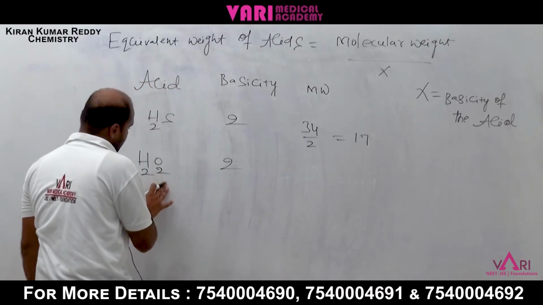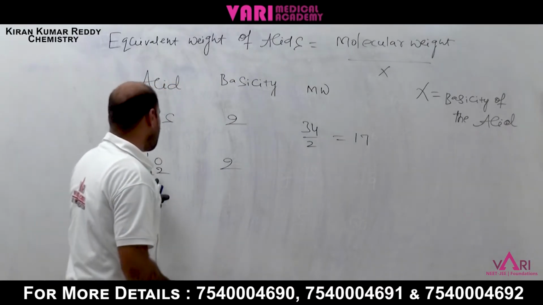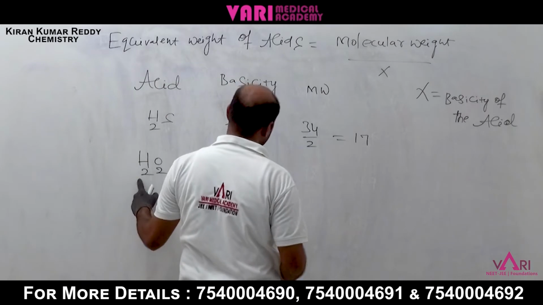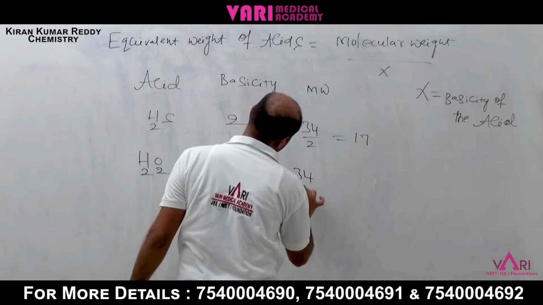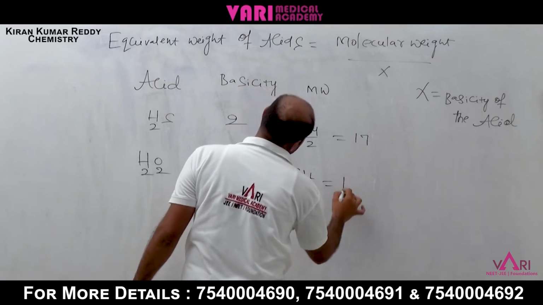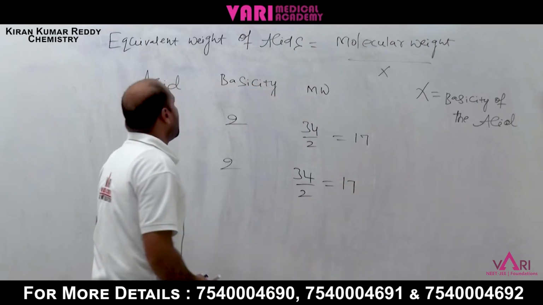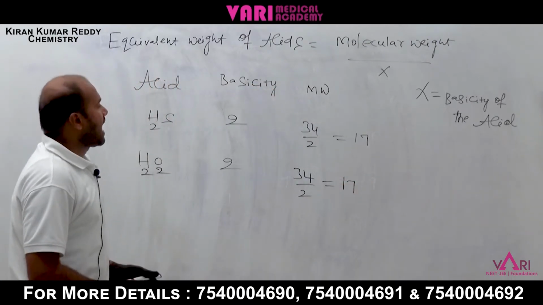If you take hydrogen peroxide, here also oxygen 16 times 2 is 32, 32 plus 2, 34. 34 by 2, that is equal to 17. This is the equivalent weight of these acids.